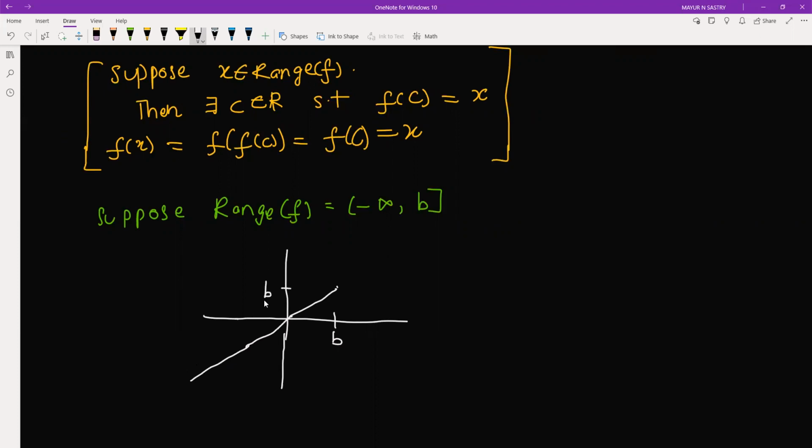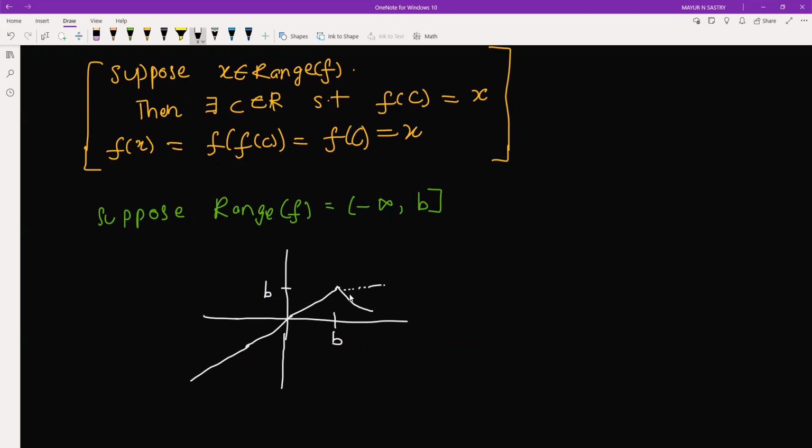What we want is to get a contradiction. How do we get a contradiction? We want to analyze how f looks beyond b. Notice that the range is minus infinity comma b. That means that we can't go beyond b. That means that beyond b, f should either be constant or decrease further. Something like this. There are several options.